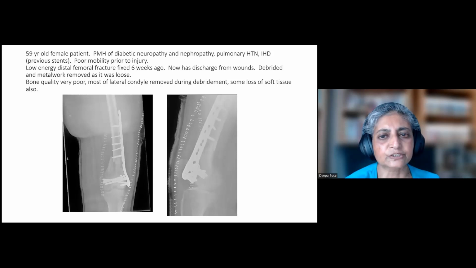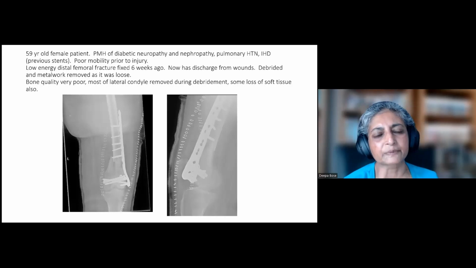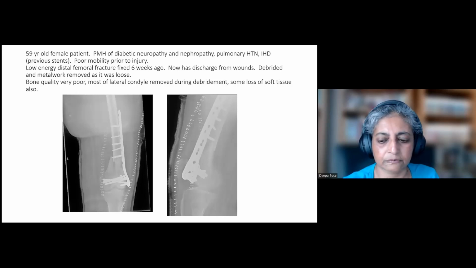6 weeks later, she has discharge from the wounds. She underwent an initial debridement and the metalwork was removed because it was loose and falling off. Bone quality was found to be very poor. Most of her lateral condyle had to be thrown away because it was dead. So she has now lost bone and a bit of soft tissue. So if you look at your options and see what you think would be the best thing to do.